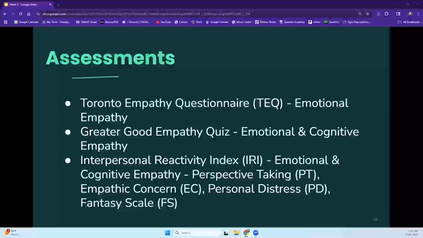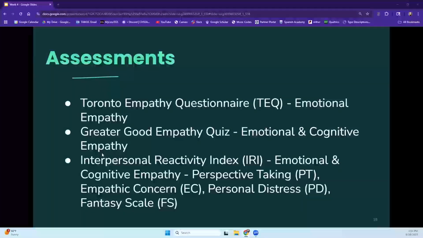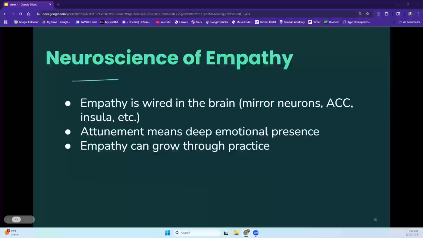Now, again, these psychometrics, these different assessments were basically a good way to look at a baseline of maybe your emotional intelligence, your emotional empathy and your cognitive empathy. So that's how we took this. So you can keep your results in mind as we move through these things.